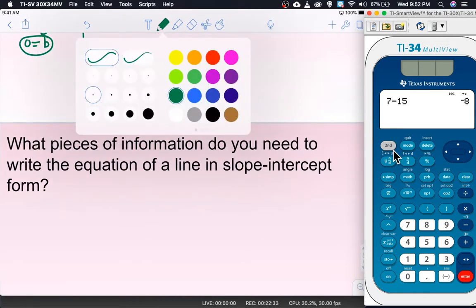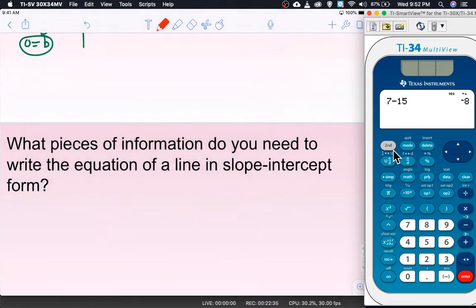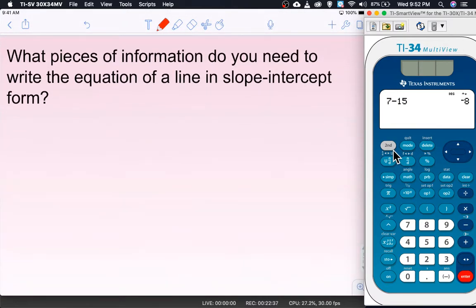So, if you could please, let's see. What pieces of information do you need to write the equation of a line in slope-intercept form? Think about it. In the past 2 problems, what pieces did we need? If you said you needed a slope and a y-intercept, you're absolutely correct. And those are the 2 things you need. That's it.